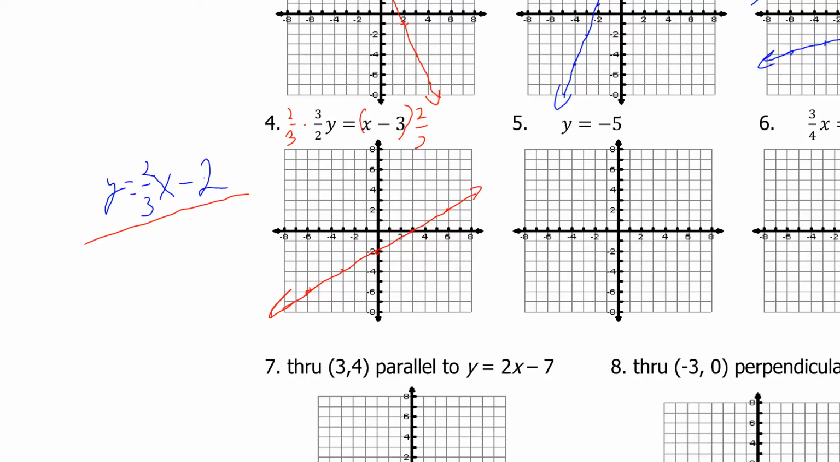Alright, now, if you all remember from way back in your algebra days, y equals a number is going to be a horizontal line. Okay? So y equals negative 5 is simply a horizontal line crossing at negative 5. Just like that. Alright.